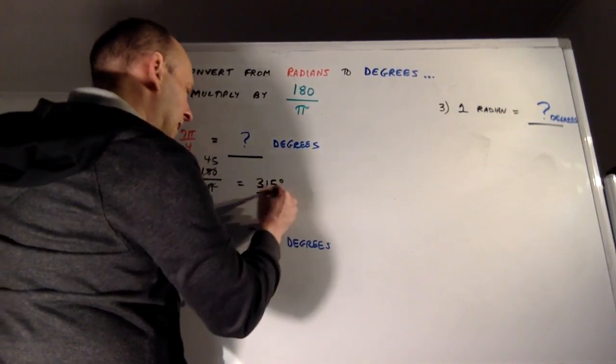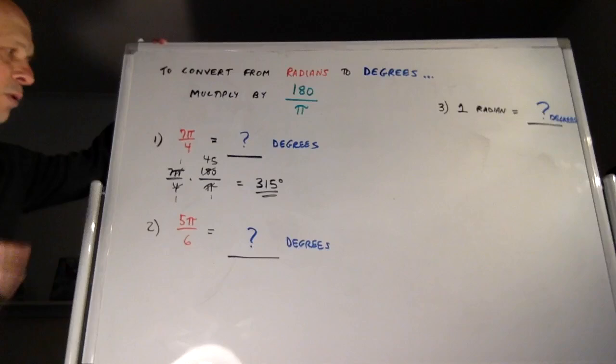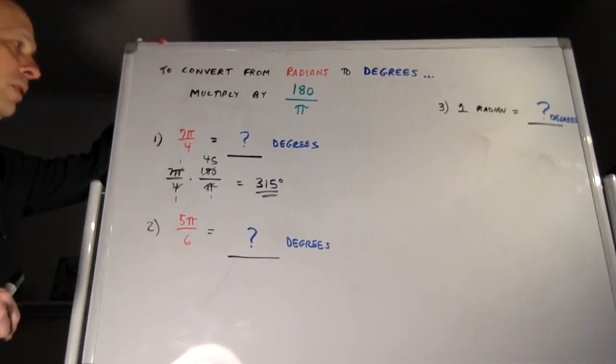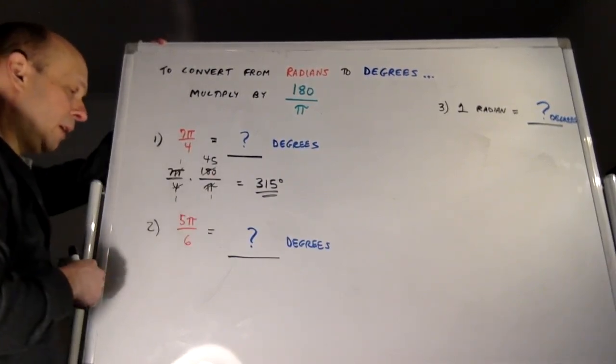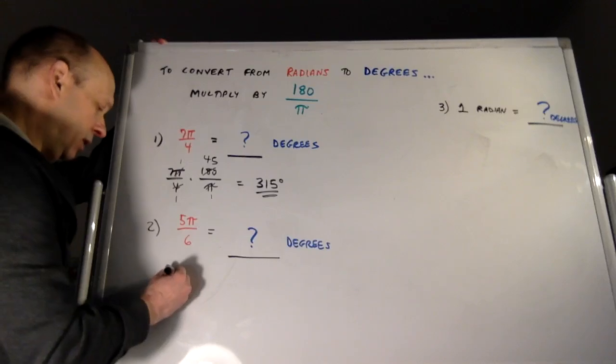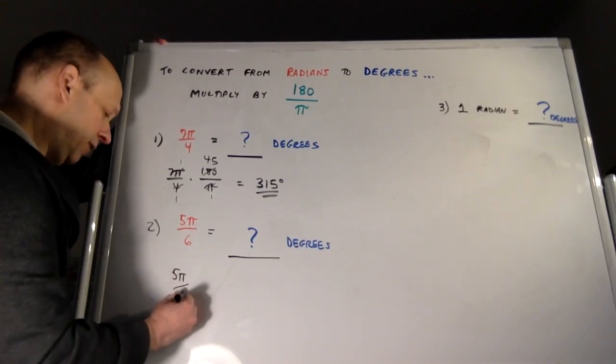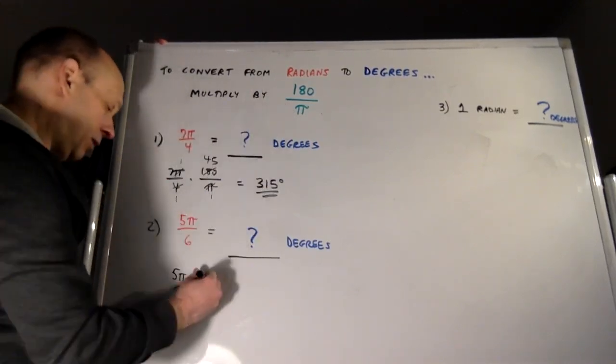So it's not that easy to, I guess, multiply 7 times 45, but you can work it out. It's 315 degrees. So that's the answer. So 315 degrees is the same as 7 pi over 4 radians. For 5 pi over 6, we do the same thing. So we just take 5 pi over 6, multiply by that magic fraction, 180 over pi.